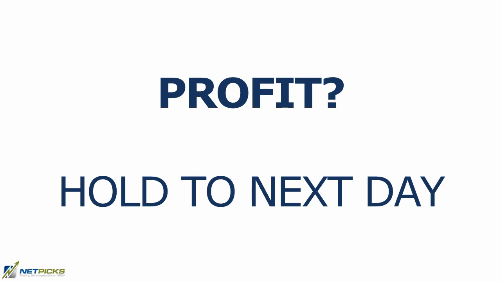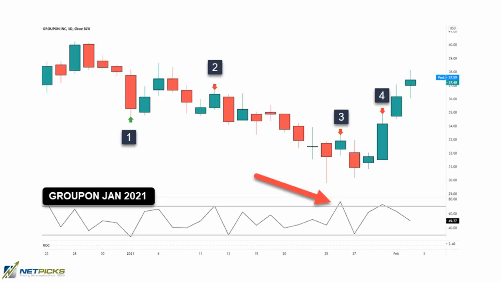So let's look at some example. This is Groupon. So at the end of each day, you simply look at the RSI. That's the red arrow. And you want to note its position relative to the 70 and 30 level.